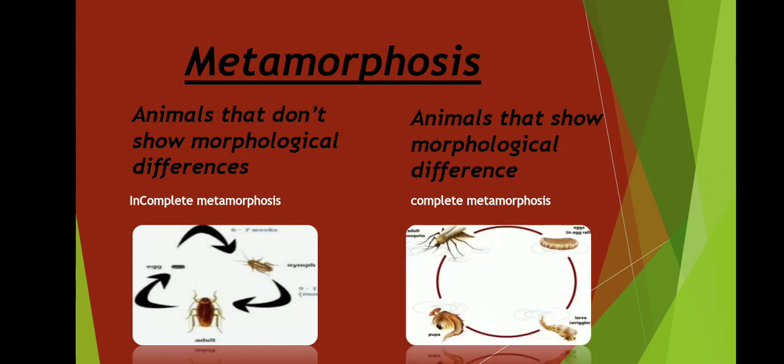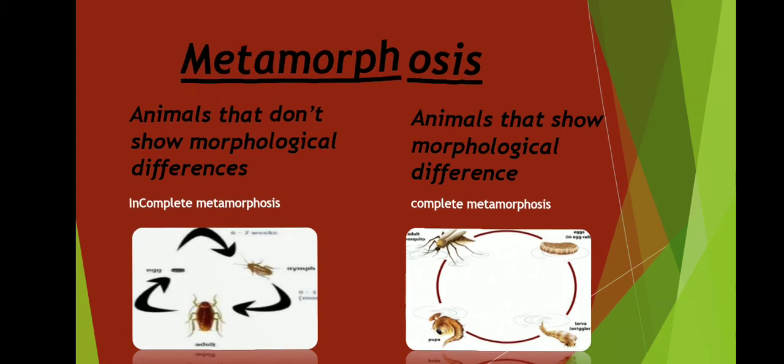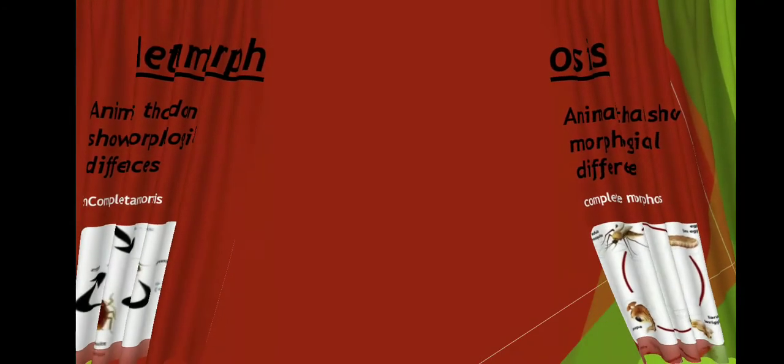Let's talk about another one. Mosquito. Egg develops into larva. Larva develops into pupa. Pupa develops into adult. Are the egg and the larva the same? Larva and the pupa the same? No, they are totally different. So that's called complete metamorphosis. So you have a clear understanding of complete and incomplete metamorphosis. Okay, my dear students, let's move to the life cycle of each organism.